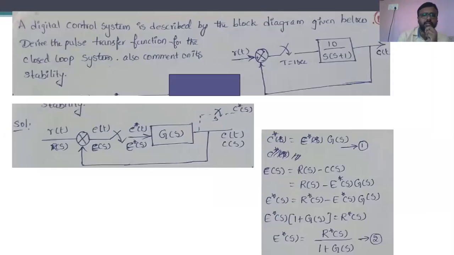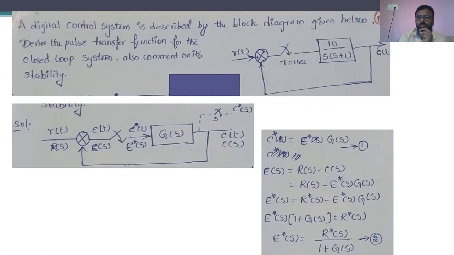After the problems regarding the open loop systems, we have entered into the closed loop system problems. This is the diagram representing the closed loop system. It is a simple closed loop system in which the feedback path, H of S, is taken as unity, and he has given only the G of S value.